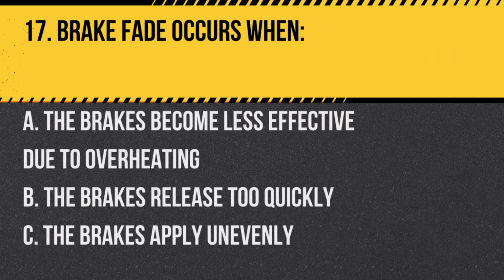Question 17. Brake fade occurs when: A. The brakes become less effective due to overheating. B. The brakes release too quickly. C. The brakes apply unevenly. Answer: A. The brakes become less effective due to overheating. Brake fade can occur during prolonged use of the brakes, such as on a steep downgrade.